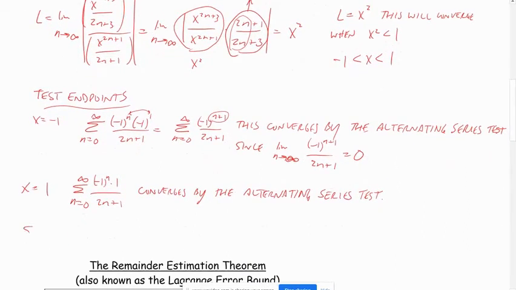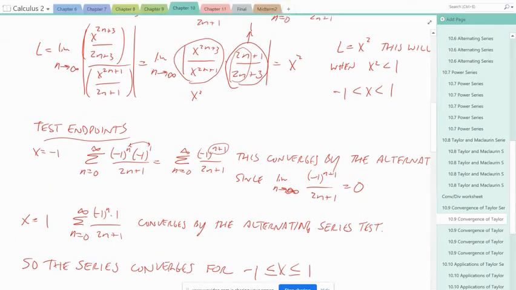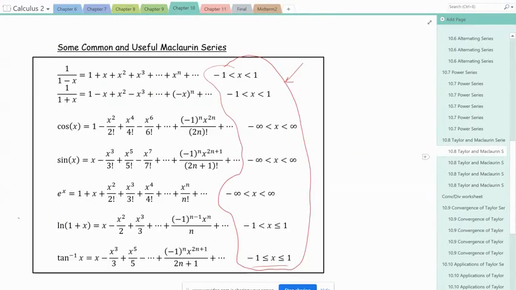So the interval of convergence, or we can say the series converges for x in between and including both endpoints. So from -1 to 1 inclusive of the endpoints. And again, we can go back to that table and see that that's exactly what it says here for inverse tangent.